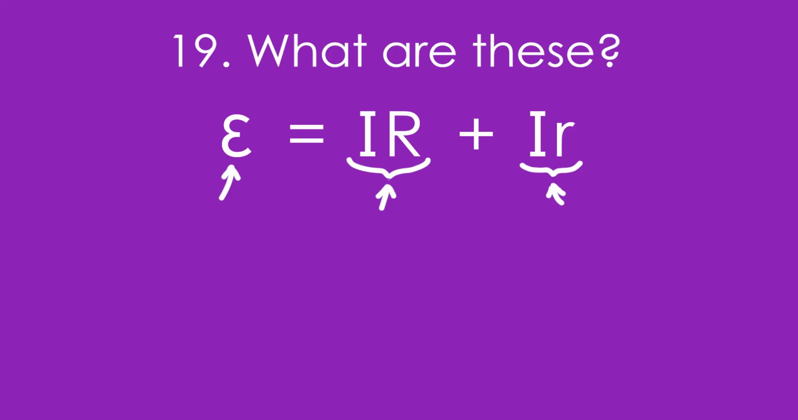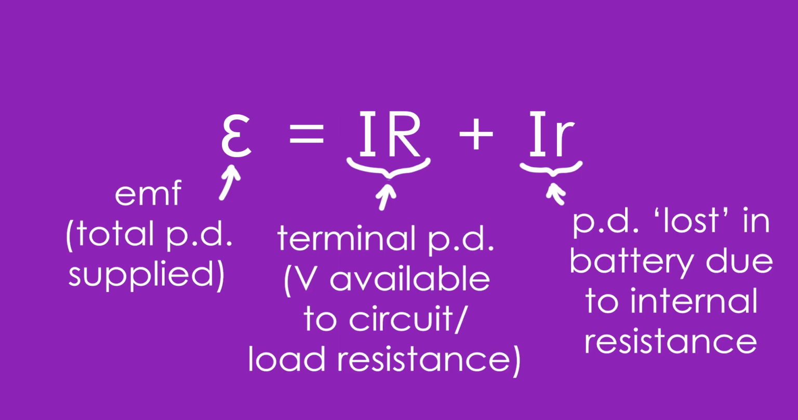19. What are these? Epsilon is EMF, that's the total PD supplied by a battery or power pack. IR is the terminal PD, it's the voltage available to the circuit or available to the load resistance as we can call it, and then I_r is the PD lost in the battery due to the internal resistance, little r.